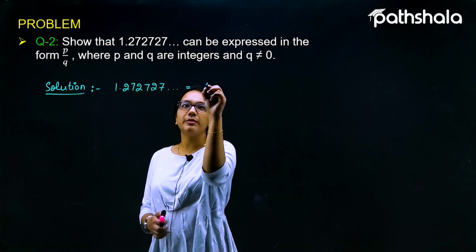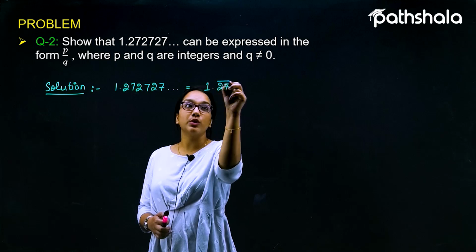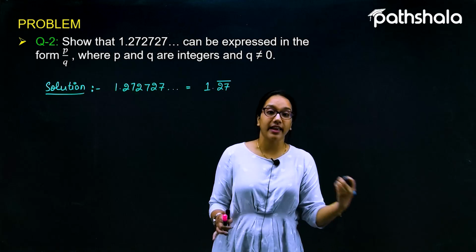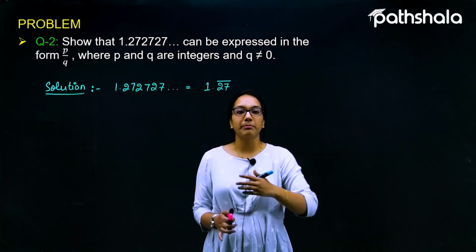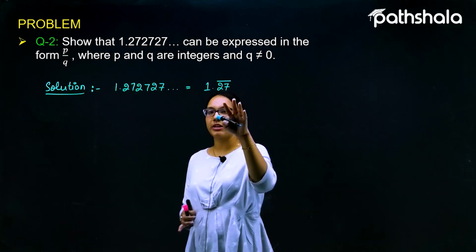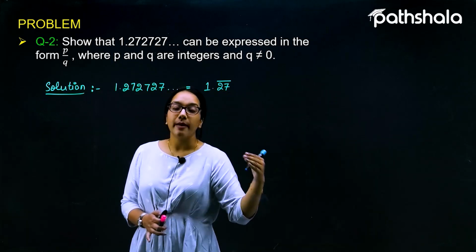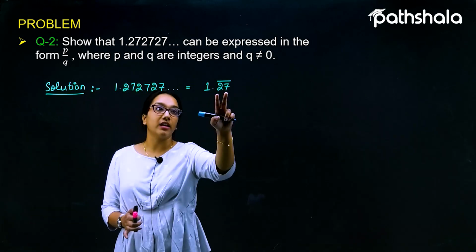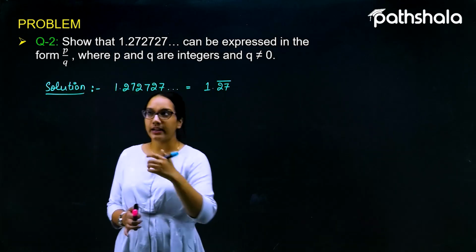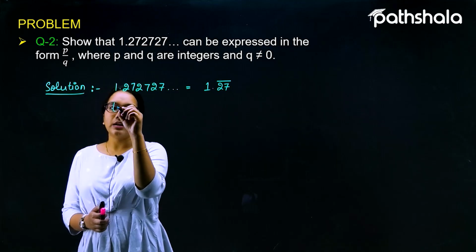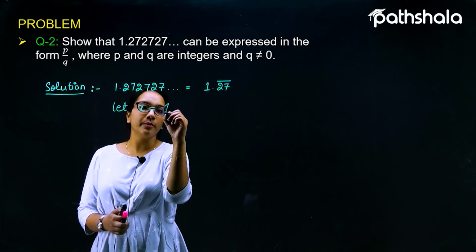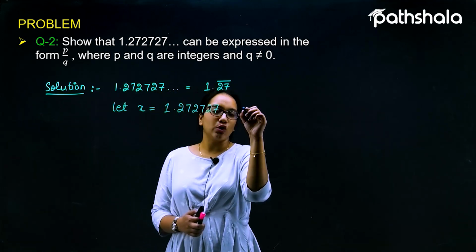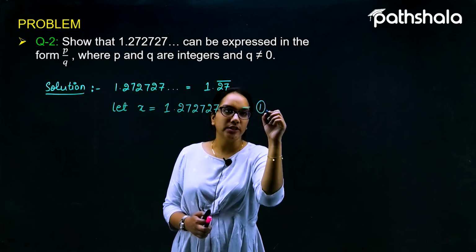First of all, we know that the number 1.272727 and so on can be represented as 1.27 bar, because after the decimal point two digits are repeating again and again, 272727 many number of times. The bar represents a number repeating itself in the pair. So the first step: let x equal 1.272727 and so on. Let me call it the first equation.